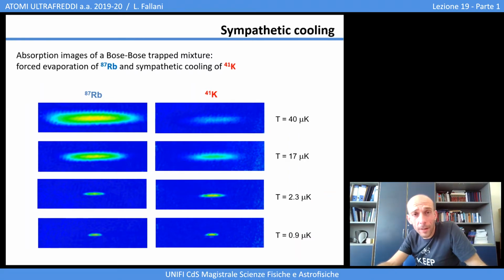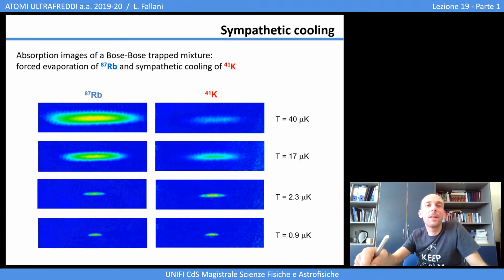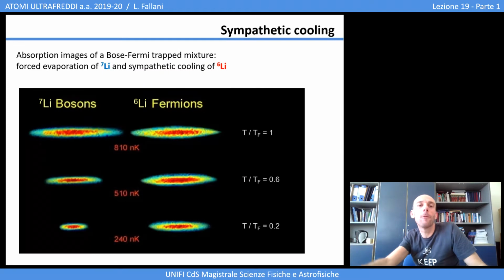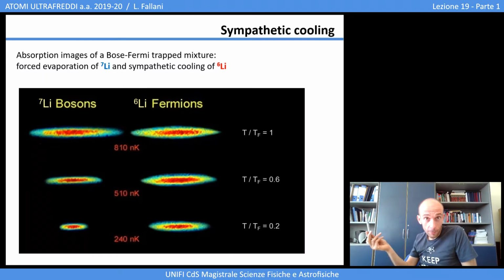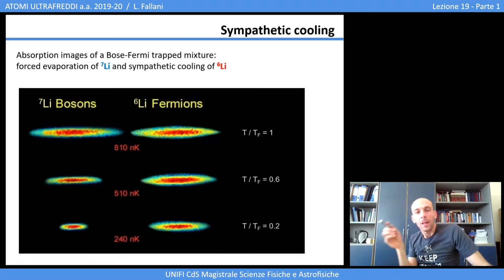So this technique seems to work really well, and this works well also for fermions. And this is the same kind of picture, but now shown for bosonic lithium and fermionic lithium. Similarly to before, here we are performing evaporation of bosonic lithium, and then fermionic lithium cools by sympathy. But here you see a difference.